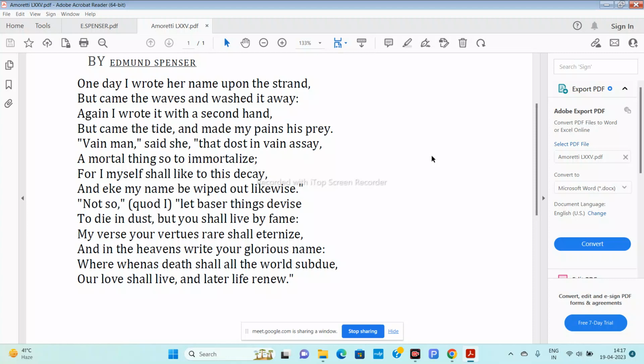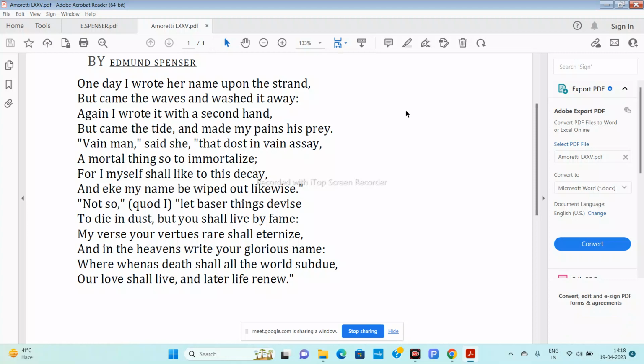So my pains means my effort, my attempt at writing her name. So it fell a prey, a victim to the rushing waves. So again he failed. So in the first 4 lines of this poem, Spenser is talking about his vain attempts to write the name of his beloved on the sand.